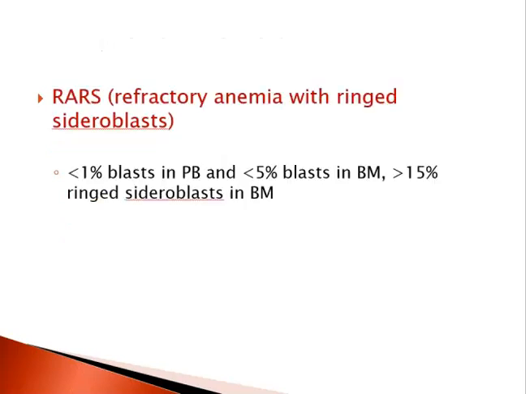The next category in the FAB classification for MDS is the RARS, or refractory anemia with ring sideroblasts. You have less than 1% blast in the peripheral blood, less than 5% blast in the bone marrow, and greater than 15% ring sideroblast in the bone marrow.